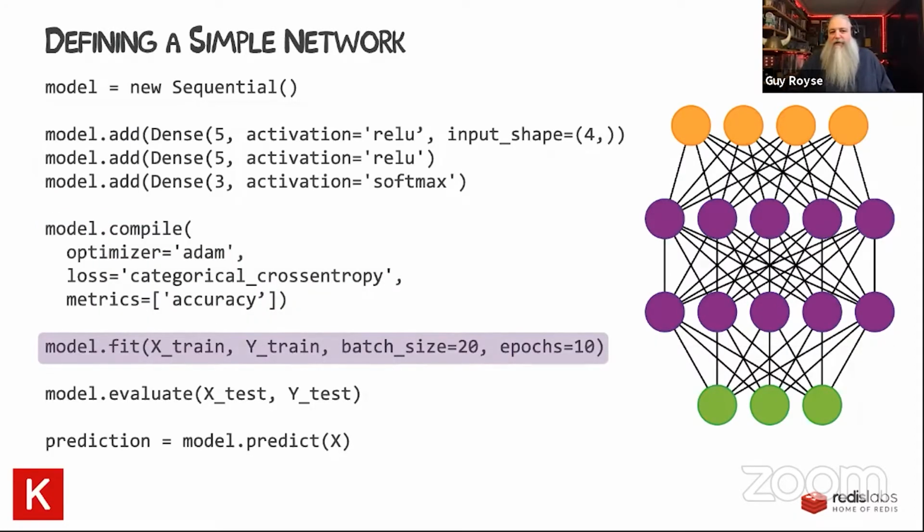Now to train that model so that we can make predictions, we call fit. And we pass in x_train.